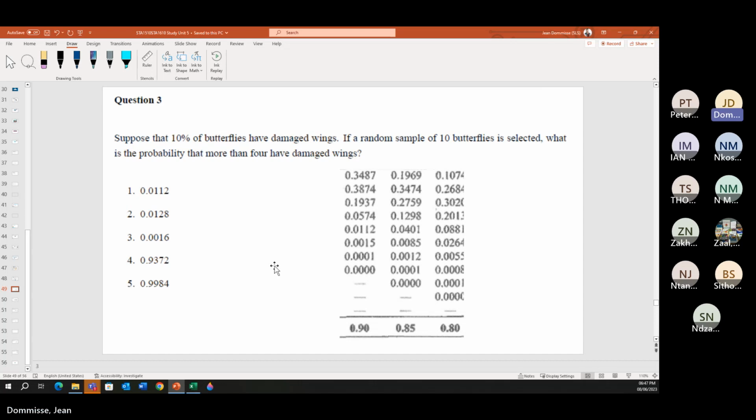We've got another minute or two, a few minutes, so let's quickly check this last one. We can look at the others next week. So suppose that 10% of butterflies have damaged wings. If a random sample of 10 butterflies is selected, what is the probability that more than 4 have damaged wings?